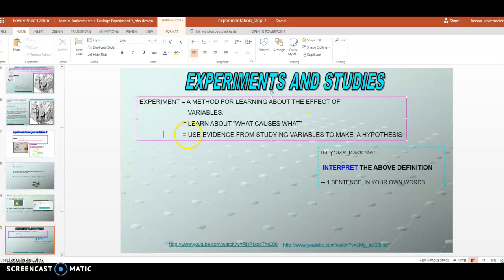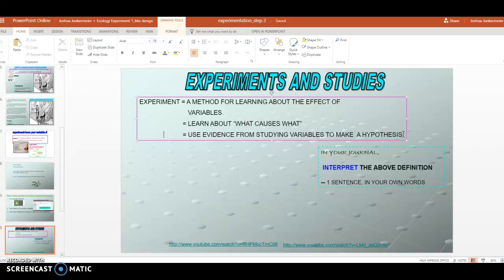And an experiment also uses evidence from studying variables to make a hypothesis. So we have to study what affects things to better understand something, and then we can make a claim or a hypothesis to explain why something happens. Because we know this affects this or this affects that, we're more knowledgeable.